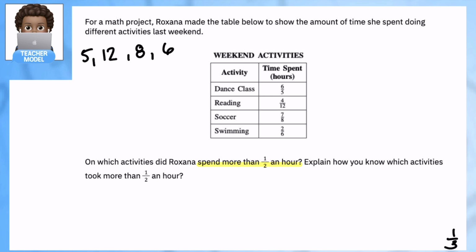So I'm going to look at dance first, and dance is 6 over 5, which is definitely more than 1. So that has to be more than 1/2. So I know that dance is definitely on the list. And now I have 4 12s. So I'm going to think, if I have 12, what would half of 12 be? Okay, what would that be?